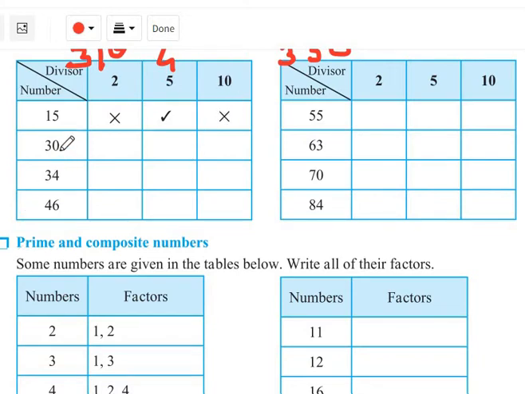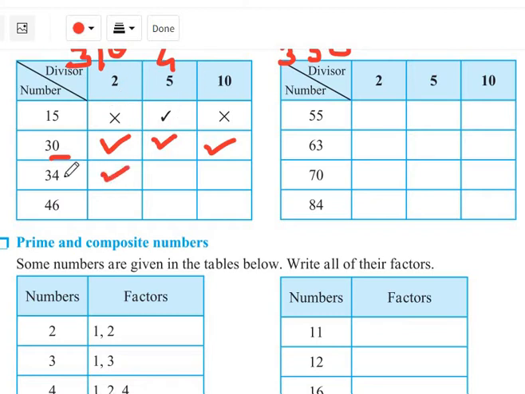Now tell me, the unit place is 0. Is it divisible by 2? Yes or no? Yes. Therefore, the unit place contains 0. Is it divisible by 5? Yes. Okay. Then 0 for 10, yes. Now 4 for 2, yes.